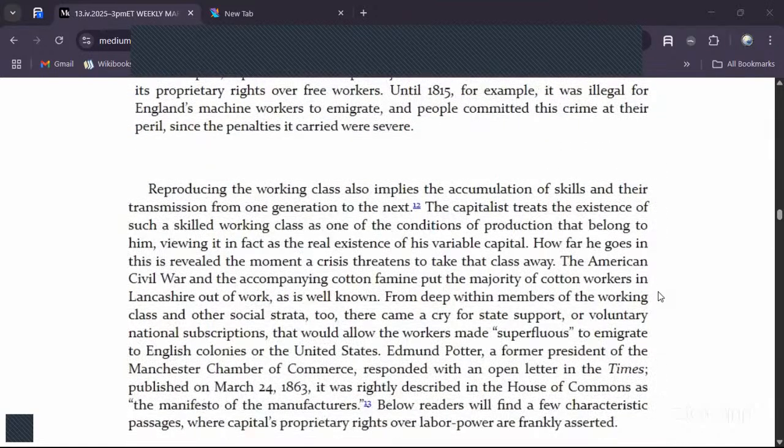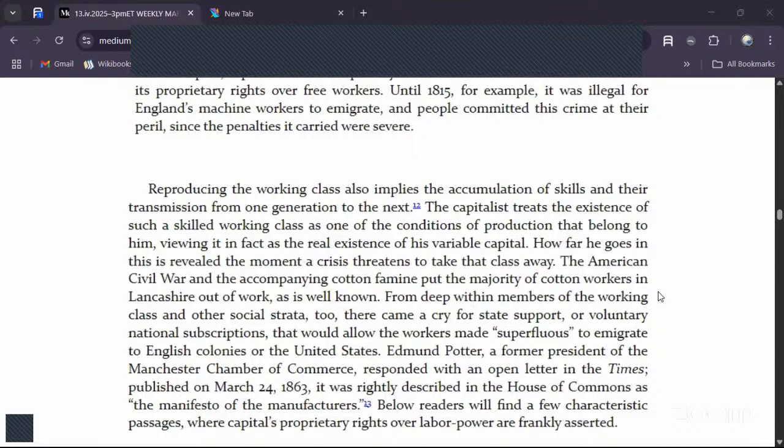Reproducing the working class also implies the accumulation of skills and their transmission from one generation to the next. The capitalist treats the existence of such a skilled working class as one of the conditions of production that belong to him, viewing it in fact as the real existence of his variable capital. How far he goes in this is revealed the moment a crisis threatens to take that class away.